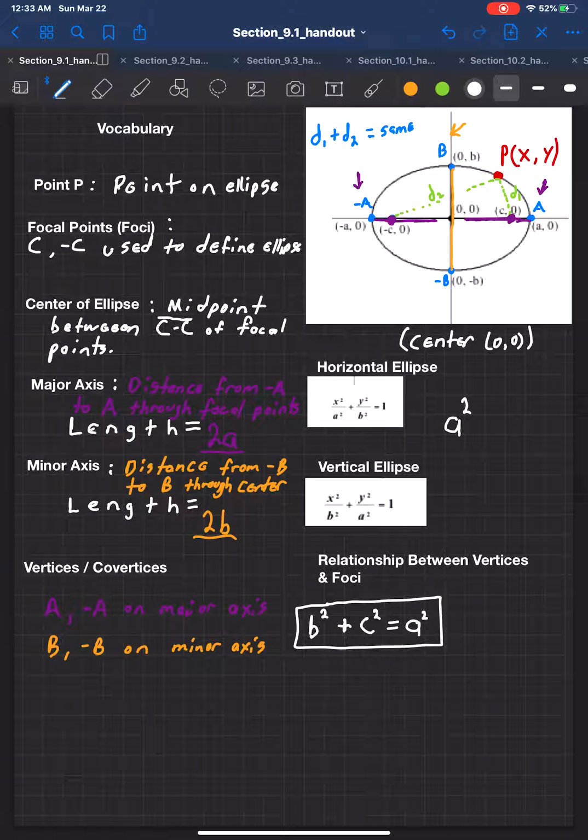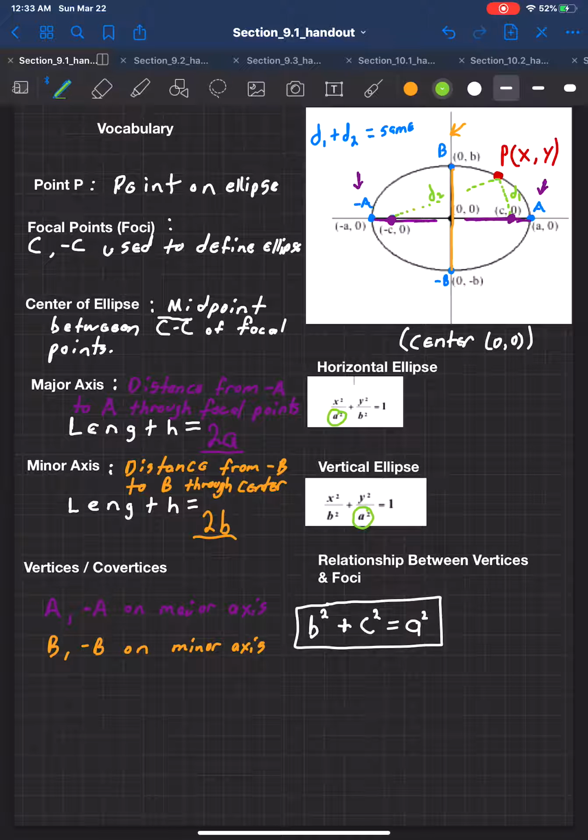Does that make sense? So maybe I can try to capture it this way. What I'm going to do right now is circle the larger denominator. It is under the x squared when you have a horizontal ellipse. The larger denominator is under the y squared when you have a vertical ellipse. This will all make sense when we do a problem.